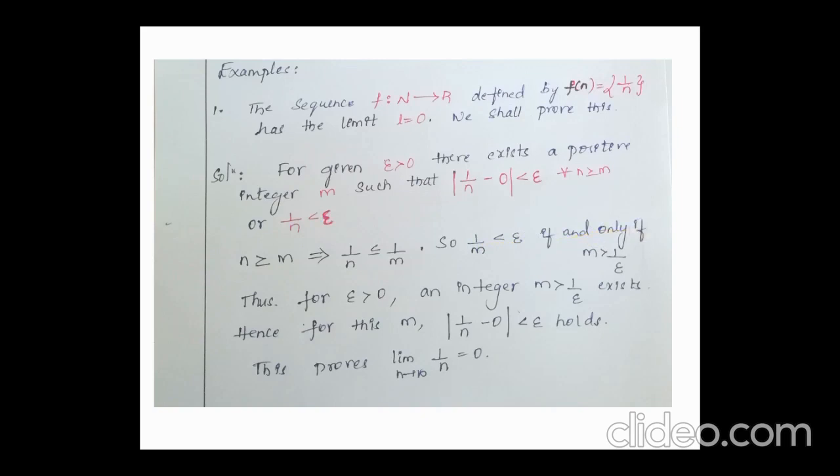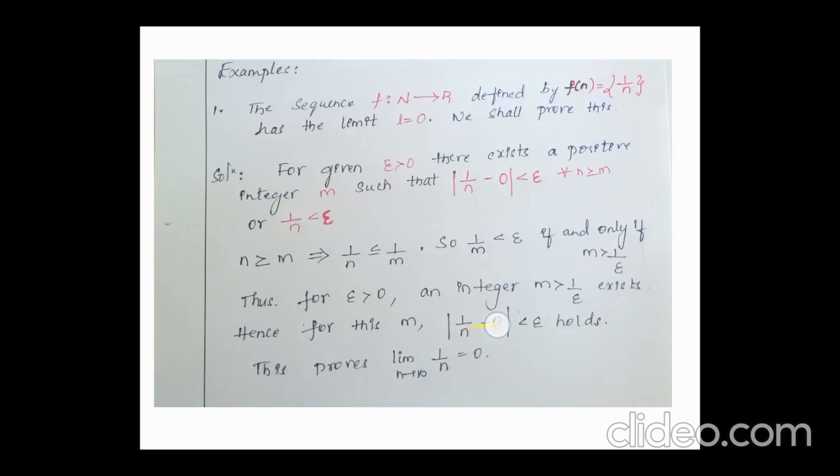So this happens if and only if m is greater than 1 by epsilon. So 1 by m is less than epsilon if and only if m is greater than 1 by epsilon. Now thus for epsilon greater than 0, an integer m greater than 1 by epsilon exists. So for epsilon greater than 0, we get the m value which is greater than 1 by epsilon. So this value exists.